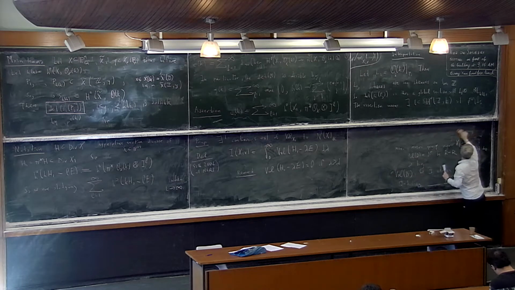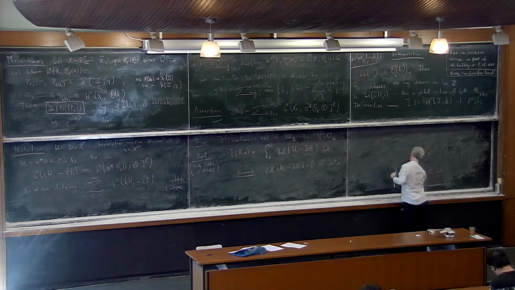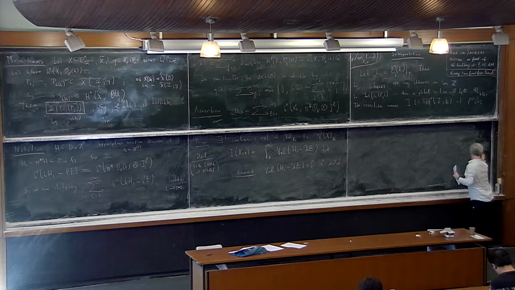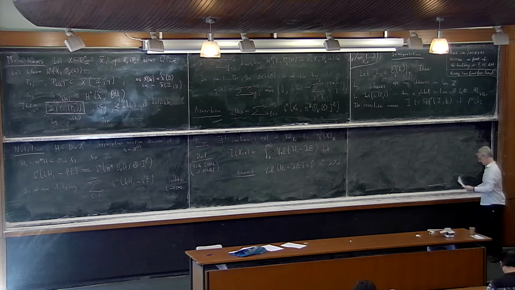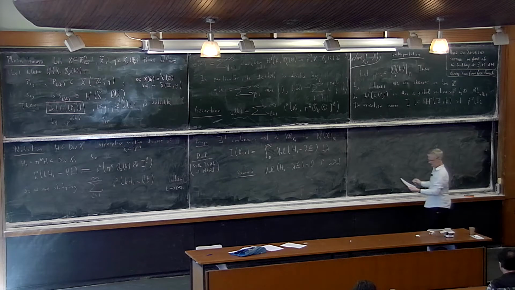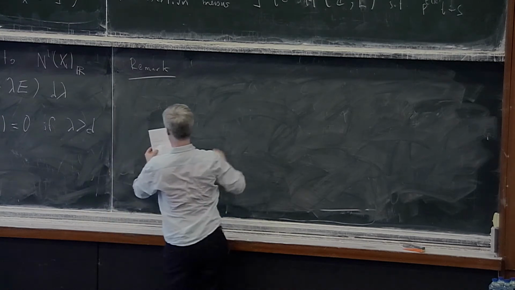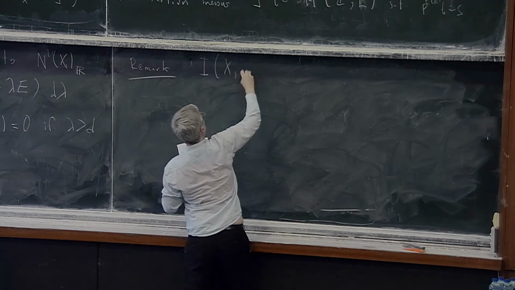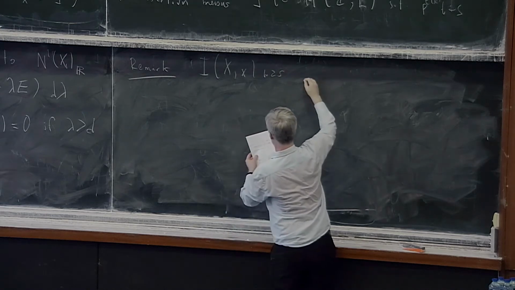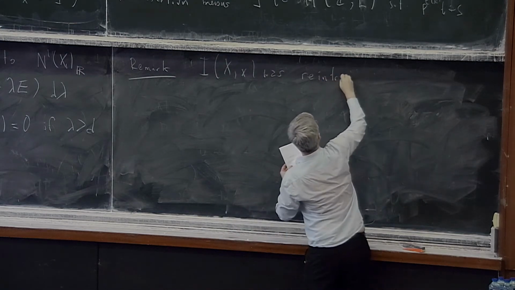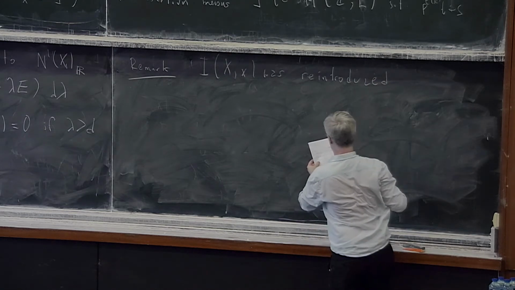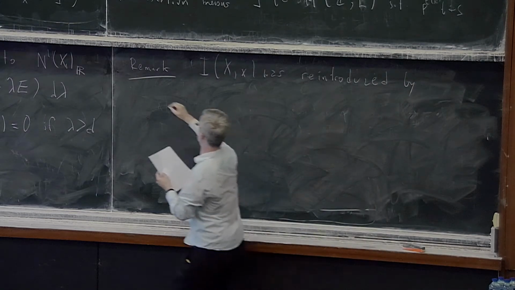So suddenly then, in 2014, it appeared in an Inventiones paper by McKinnon and Roth on Diophantine approximation. So the study of how well a point on a variety could be approximated by rational points. So let me quote their paper. So remark that this I of X was reintroduced by McKinnon-Roth.